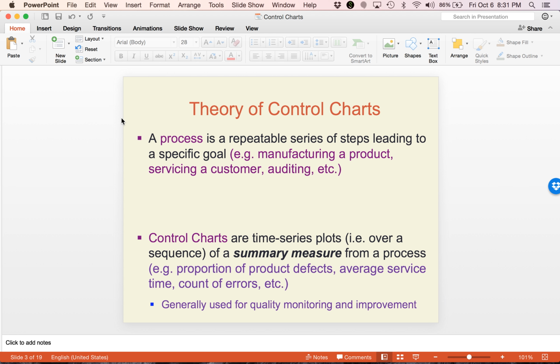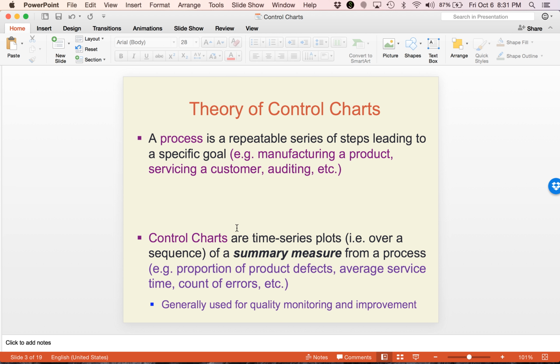The basic theory behind control charts is pretty simple. First, we have to understand what a process is. A process is a repeatable series of steps that are supposed to achieve a particular goal, like manufacturing a product of some sort, or providing a service to a customer, or maybe providing some auditing duties. The idea is that there's a series of steps, and they should ultimately result in some sort of conclusive product or service, or achieving some goal.